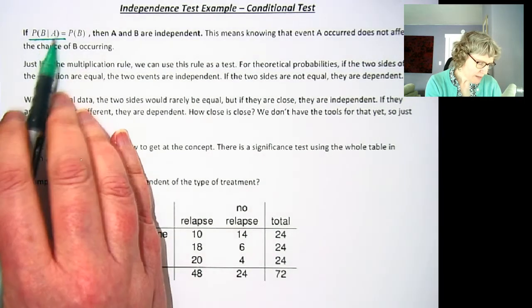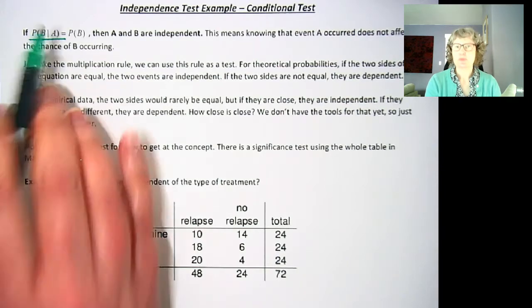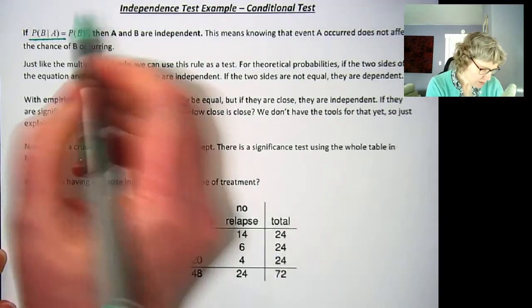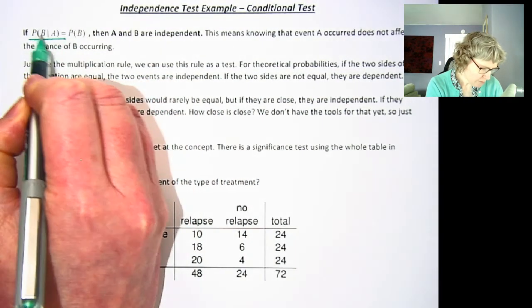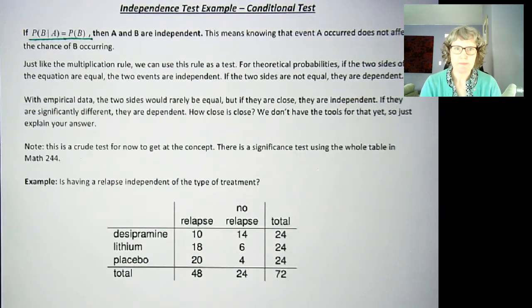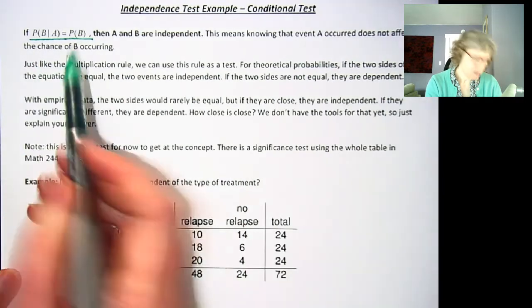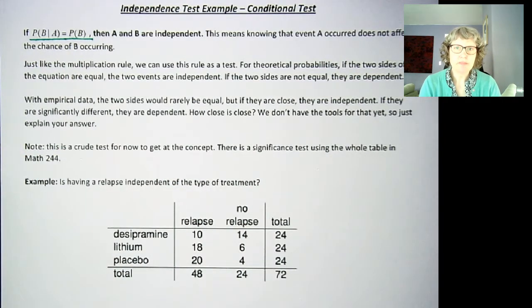Well, if the given part doesn't have any effect on B, then they would be independent. So in other words, if the probability of B given A is equal to the probability of B, then A and B would be independent. Knowing that event A occurred does not affect the chance of B occurring. So this gives us a nice independence test, and I find this one to be more intuitive than the multiplication one.